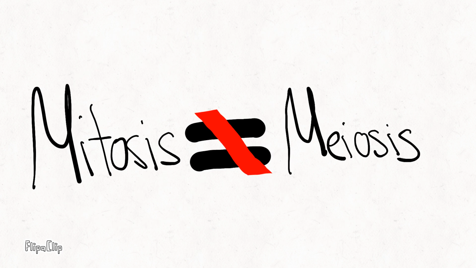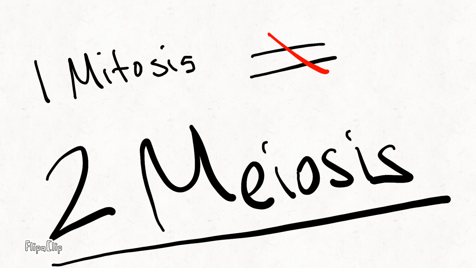Mitosis and meiosis are also different in that there is only one mitosis. However, there are 2 meioses.